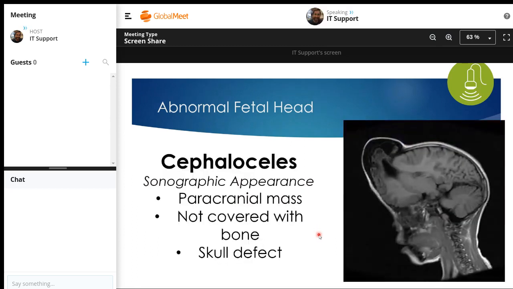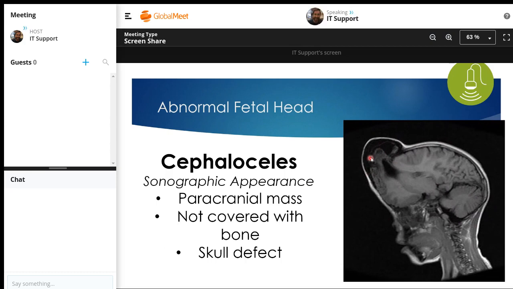So, sonographic appearance. This is obviously not an ultrasound, but we can see a very obvious defect right here. There's going to be a pericranial mass. It could be here in the front of the head. A lot of the times they're towards the base of the head, in the area of the top of the neck there. It's not going to be covered by bone, and there's going to be a defect in the skull. That's what allows the brain tissue and the meninges and the CSF to protrude through the defect.